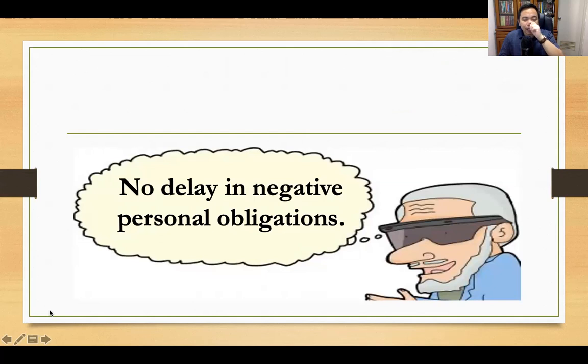What do you mean by that? What is a negative personal obligation? The obligation not to do. There is no delay there because you are prohibited from doing it. From the moment that the parties enter into a negative personal obligation, it is immediately due and demandable. If he does not do it, there is no delay. If he does it, it will violate the contract. Okay? But that is not delay.